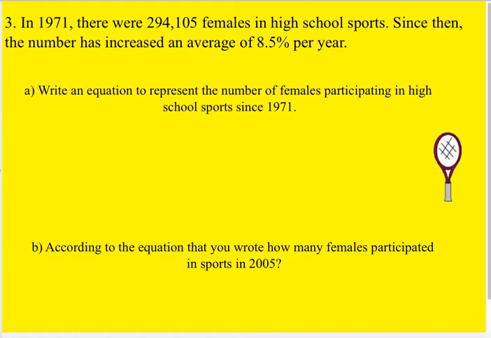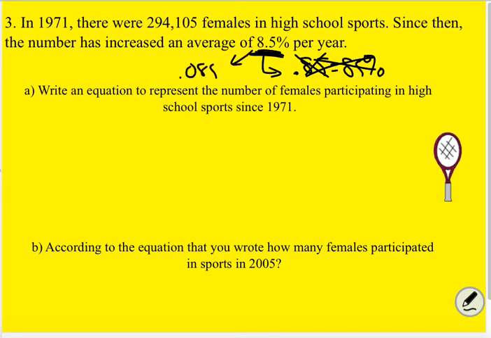So in 1971, there were 294,105 females in high school sports. Since then, that number's increased an average of 8.5% per year. Number one mistake kids are going to make is that when they convert this to a decimal, a lot of kids are going to put 0.85. Don't do that. 0.85 represents 85%. That's not what you want. You want 8.5%. So that's going to be 0.085.